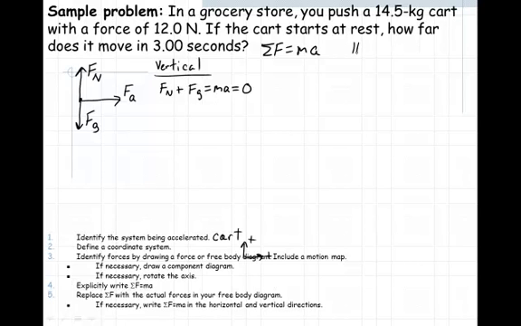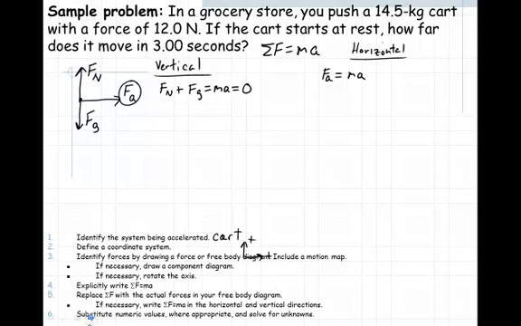In the horizontal, however, we're told that the object starts from rest and then is pushed to the right. So in the horizontal, we do have a force, but there's only one force, and it's this applied force. So we're going to, in the horizontal, write that the applied force is equal to the mass times acceleration. Then we want to substitute our numeric values where appropriate and solve for any unknowns.